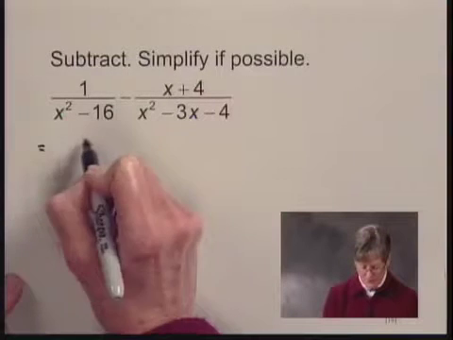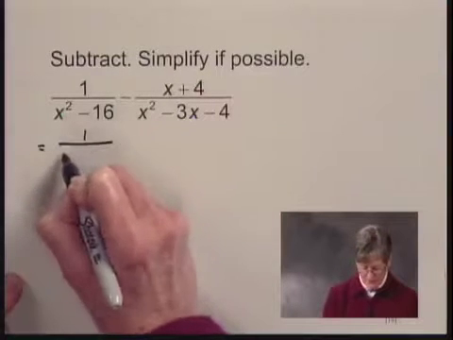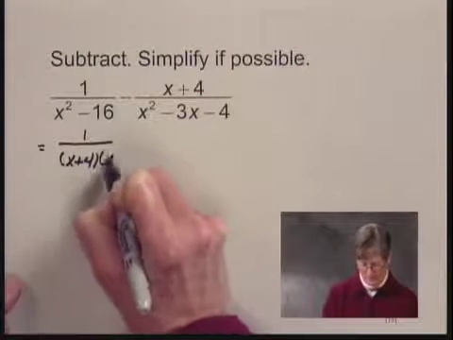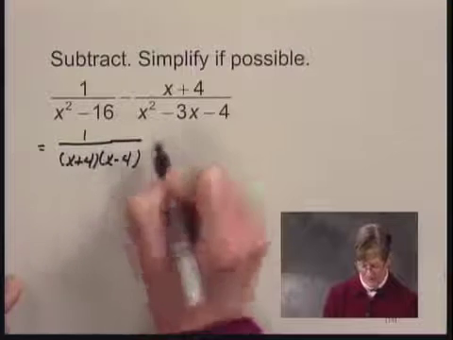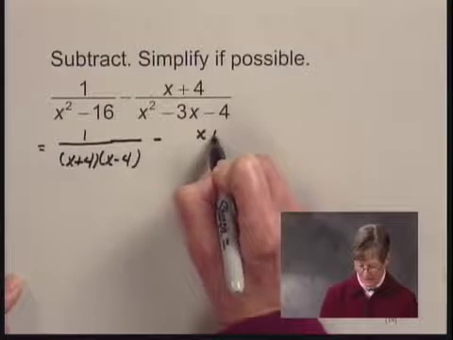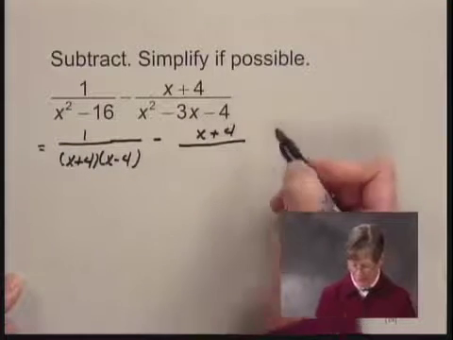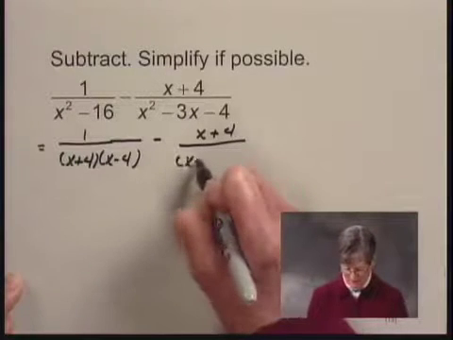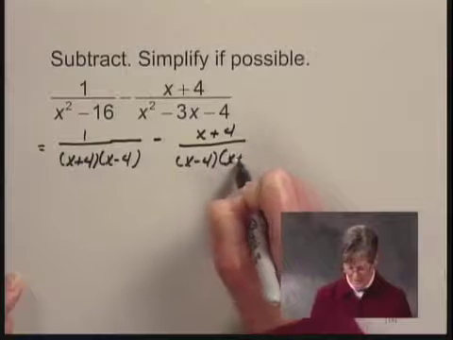So I'm going to write this as 1 over, factoring x squared minus 16, x plus 4 times x minus 4. And then I'll have x plus 4 over, and factoring this other denominator, I will have x minus 4 times x plus 1.